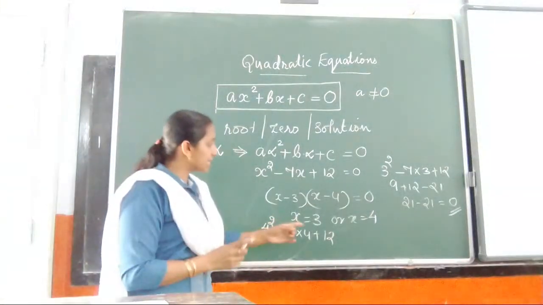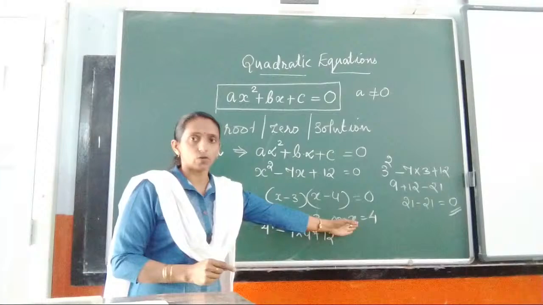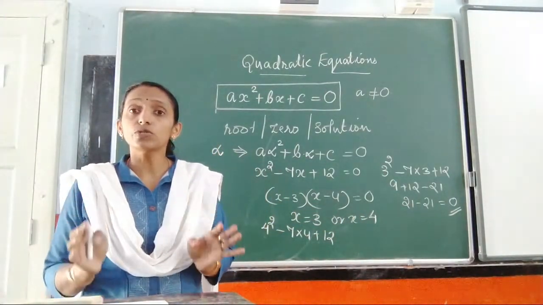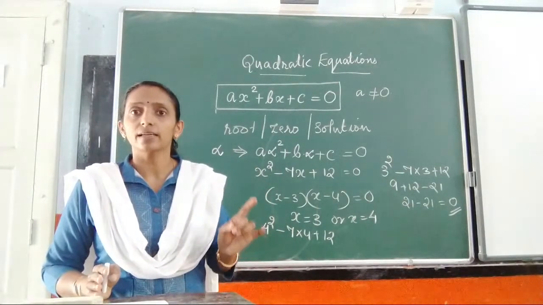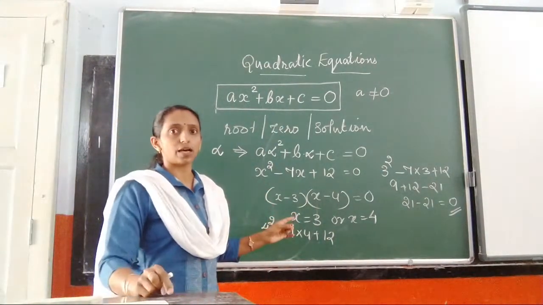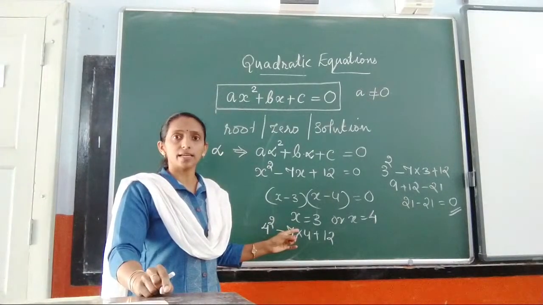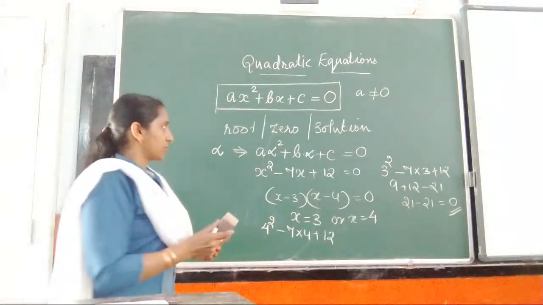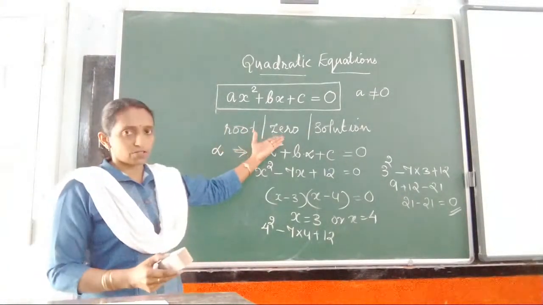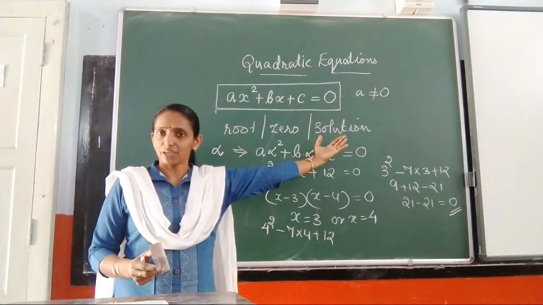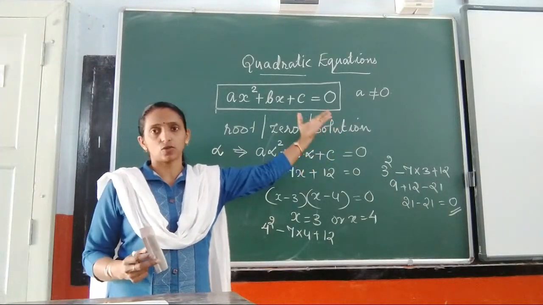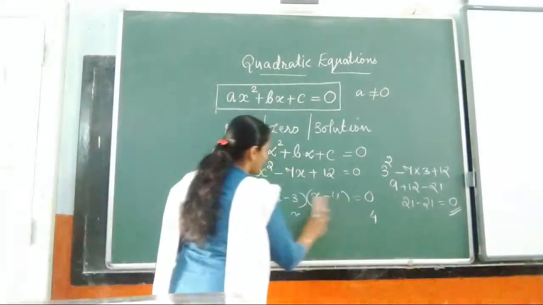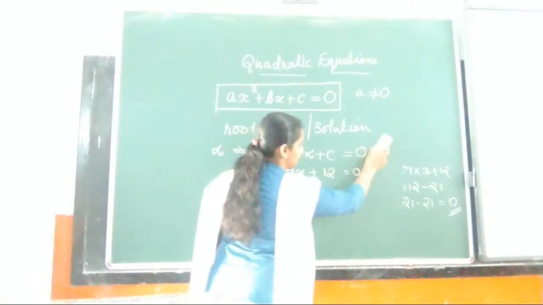So in both cases, while substituting the value of x, we are getting 0. Therefore, x equal to 3 as well as x equal to 4, 3 and 4 are the roots of this quadratic equation. Clear? So that is roots of the quadratic equation. Roots, or another name is zeros, or one more name is solutions of the quadratic equation. Right? Now, the application of these rules.